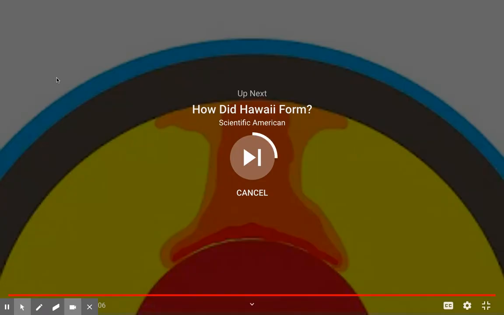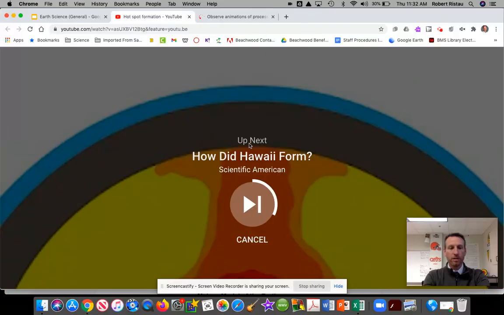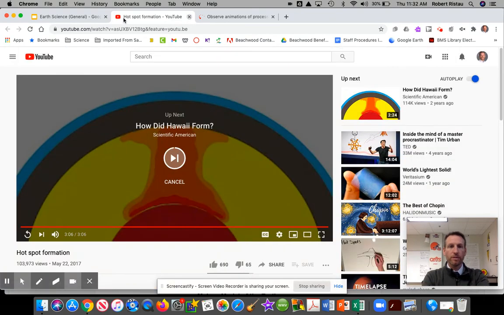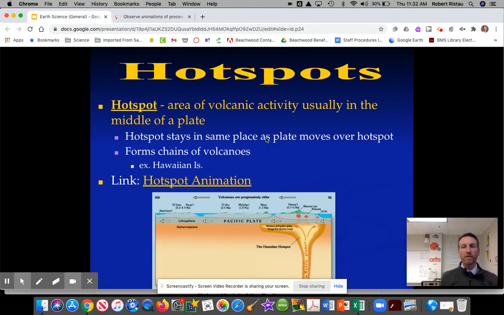All right, so hopefully that's kind of showing you what is happening beneath the surface, so you understand what's going on with the hotspot, the plate movement, creating the islands.